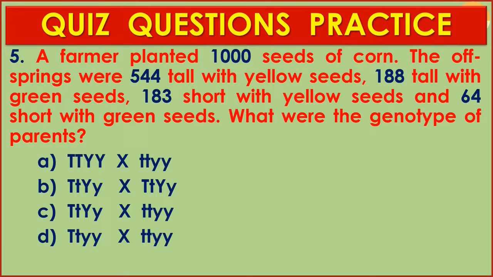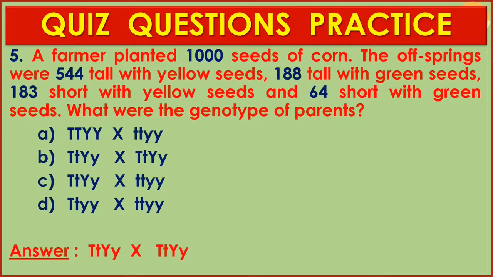A farmer planted 1000 seeds of corn. The offspring were 544 tall with yellow seeds, 188 tall with green seeds, 183 short with yellow seeds, and 64 short with green seeds. What were the genotypes of the parents? The options are: capital T, small t, capital Y, small y... option A: TtYY crossed with ttyy; option B: TtYy crossed with TtYy; option C: TtYy crossed with ttyy; and option D: Ttyy crossed with ttyy.